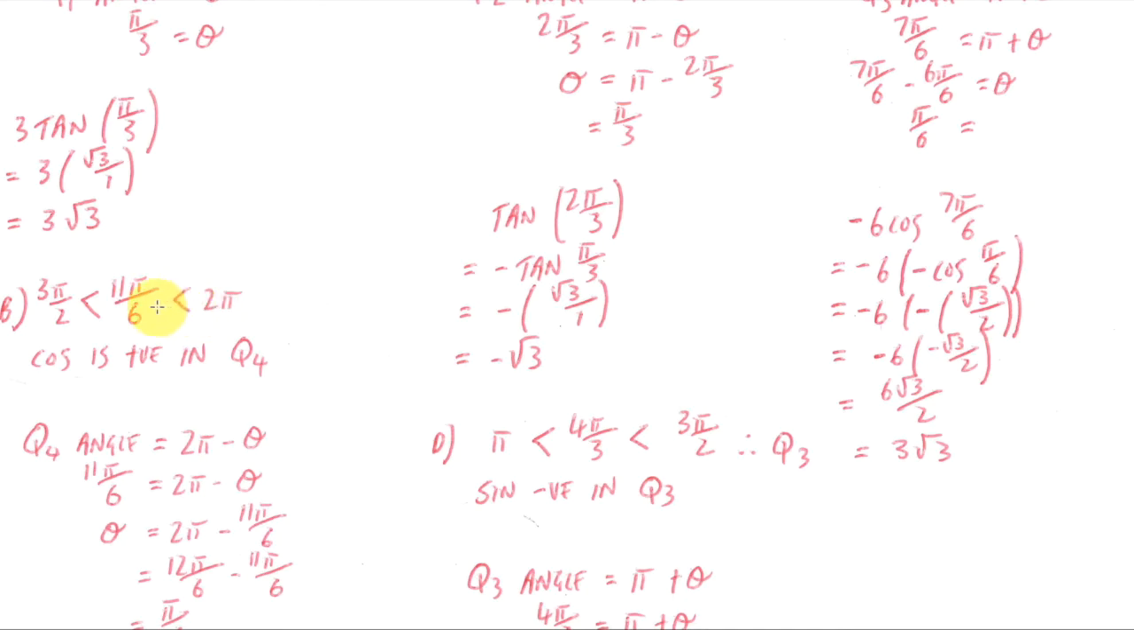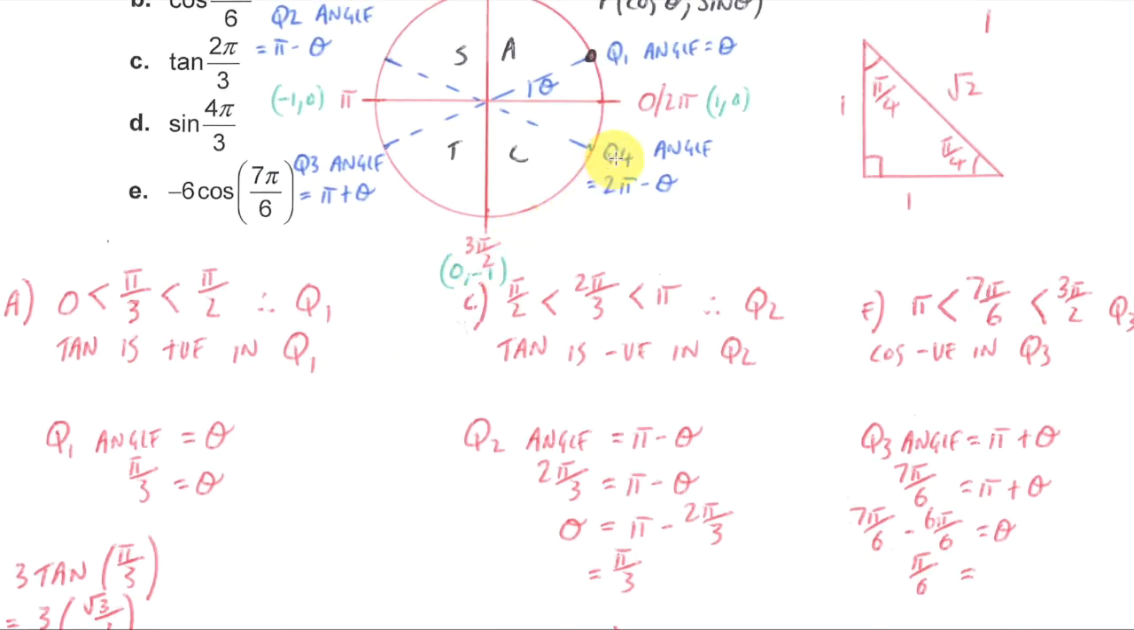Because if it was exactly 2, I could represent that as being 12 on 6. So maybe think about that with your fractional work. Anyhow, 11 pi on 6 is between 3 pi on 2 and 2 pi. And therefore, we are going to be in quadrant 4. In quadrant 4, cos is positive. Our quadrant 4 angle, making use of that rule in blue, quadrant 4 angle, is equal to 2 pi minus theta.